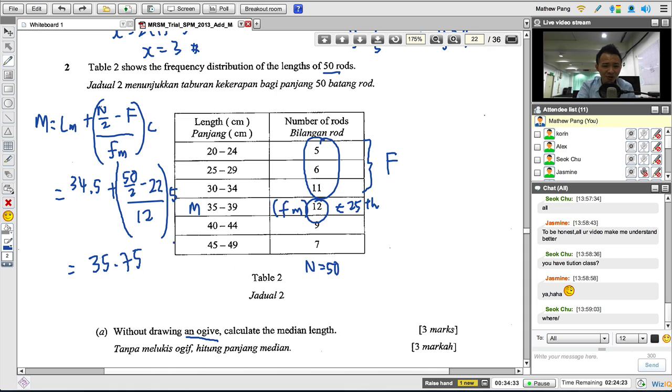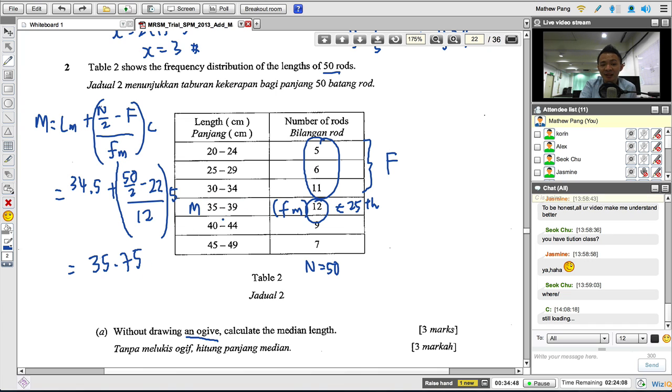Okay, so once you got your answer already, what you need to do is always check whether the median score actually is inside the median class or not. Because 35.75 should be inside here, right? If let's say your final answer is like 34, then you know your answer is wrong already, because 34 should fall in this class. This is not the median class.